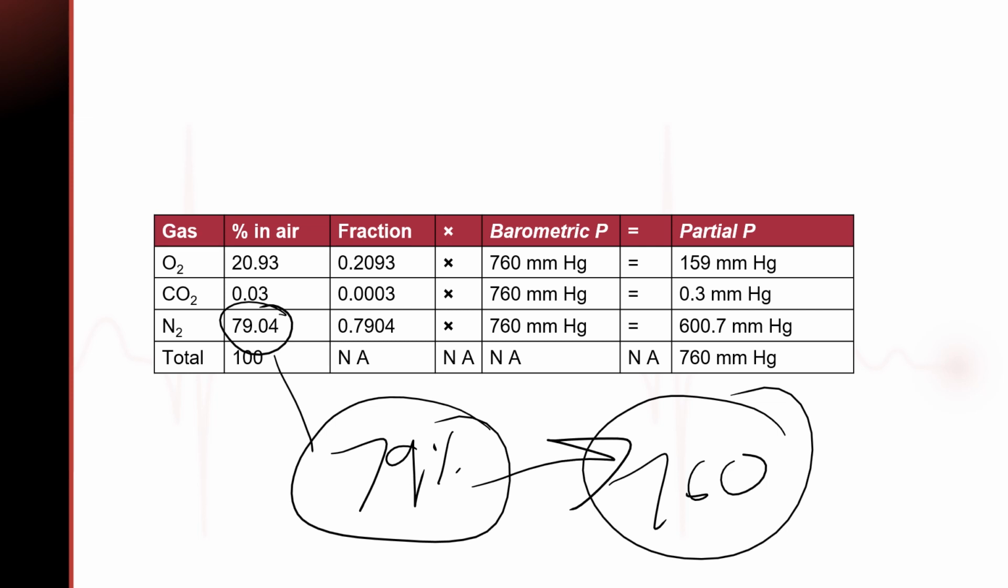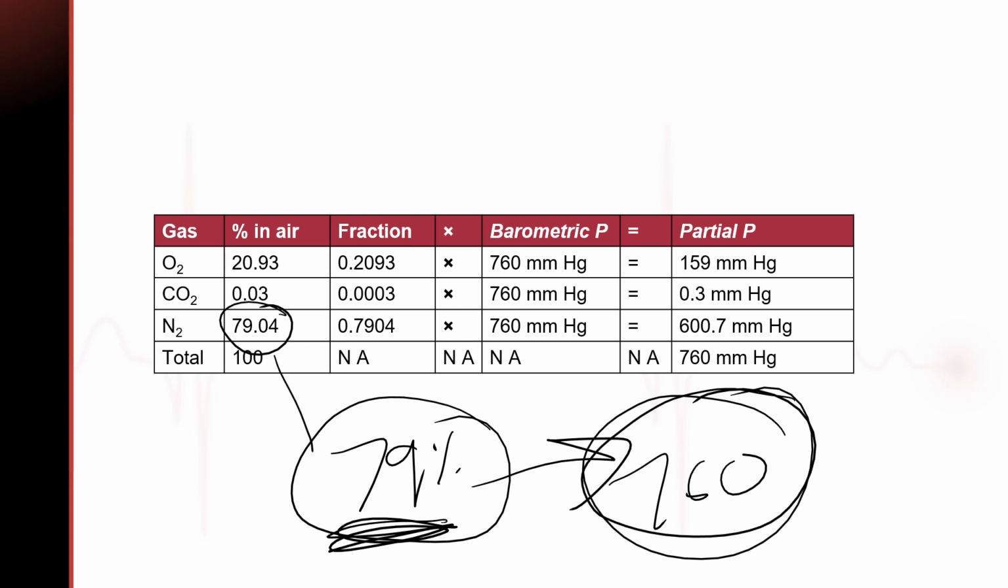Well, total air pressure at sea level is 760 millimeters of mercury. Nitrogen makes up 79% of the air. So nitrogen must contribute 79% to the total air pressure of 760. So what we would say is nitrogen's partial pressure, right? We want to figure out nitrogen's partial contribution to the total air pressure. We know that nitrogen makes up 79% of the air, and total atmospheric air pressure at sea level is 760 millimeters of mercury.